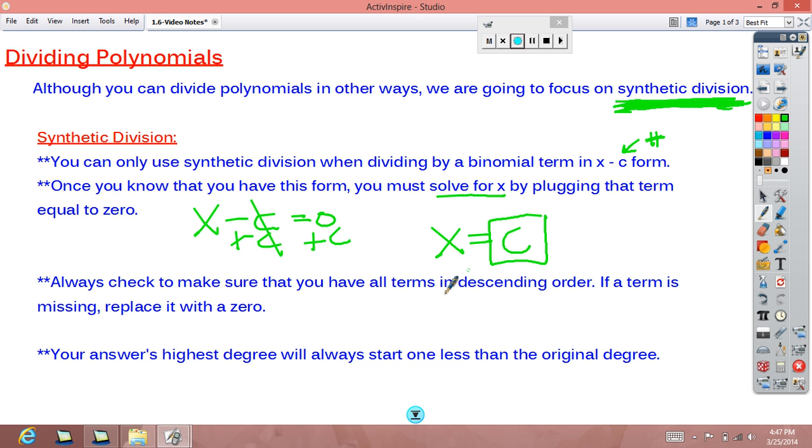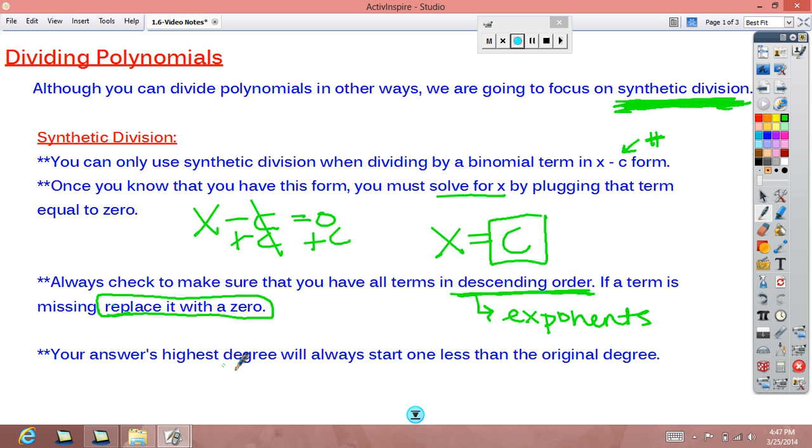A few other notes here that you can come back and look at once you start doing some of these. Always check to make sure that you have all the terms in descending order. What does that mean? Hopefully you know, but if not, descending means going from highest to lowest. And this is their exponent. So their exponent should be in descending order. So for example, if your highest exponent is 4, it should go 4, 3, 2, 1, and then 0 if there's no variable term. And if a term is missing, replace it with a 0. Okay, so that's important here.